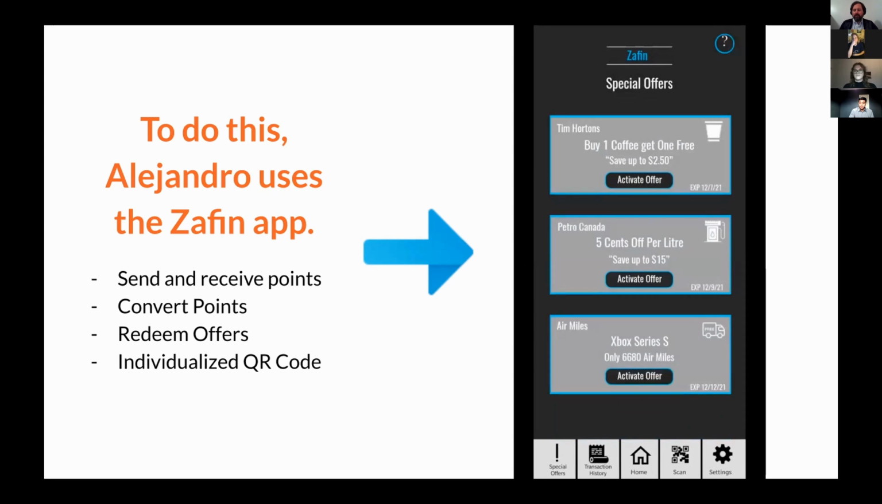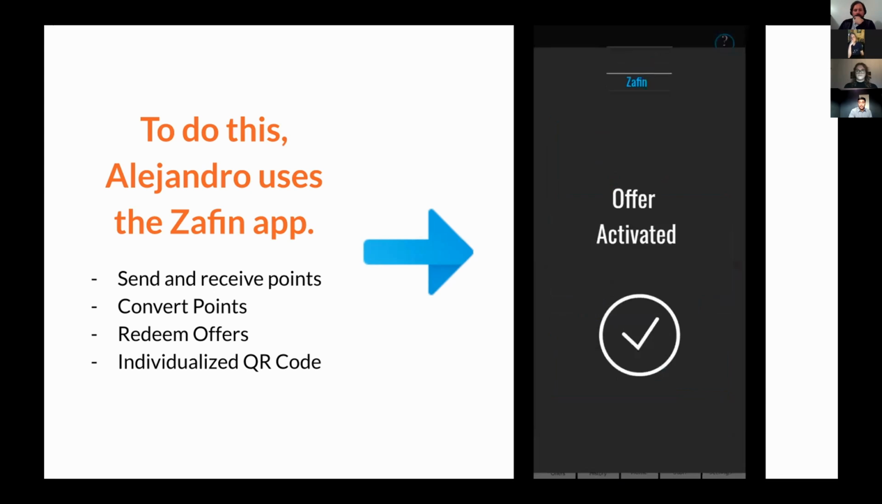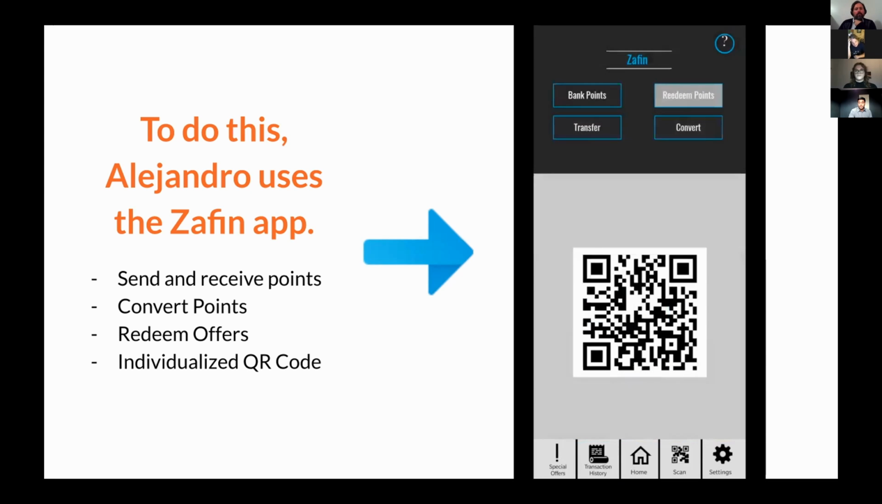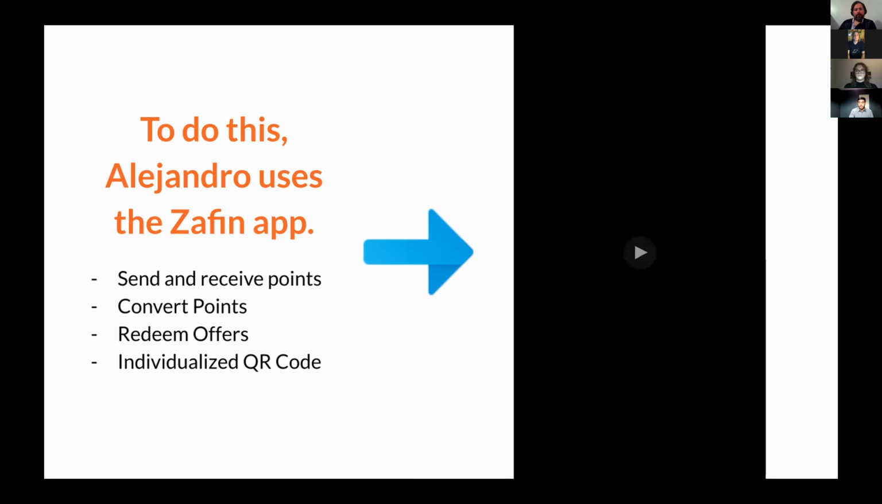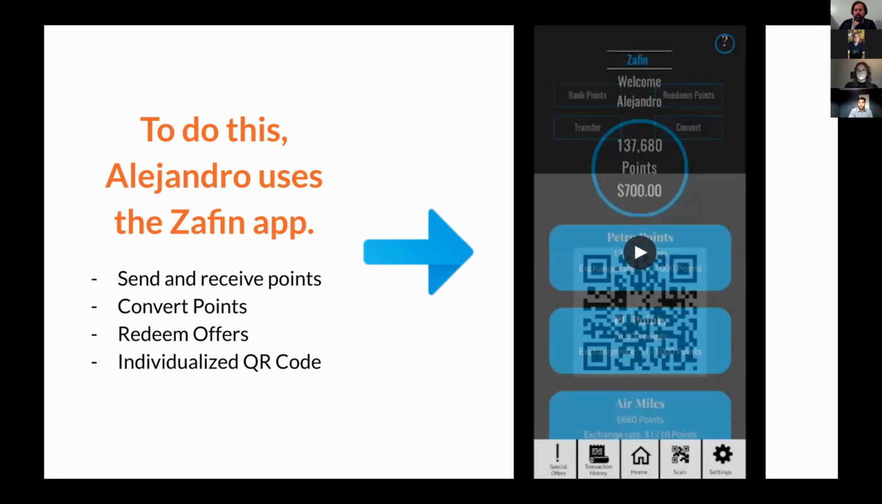amount of each points. So now he's going to drive down to the store, activate his offer, and all he has to do is scan his individualized QR code for the cashier to scan, similar to the Tim Hortons app, if you guys have used that before.